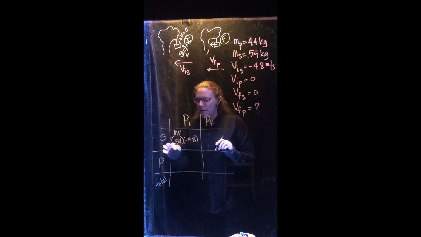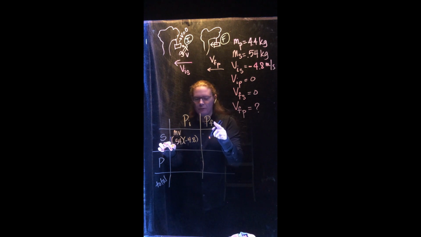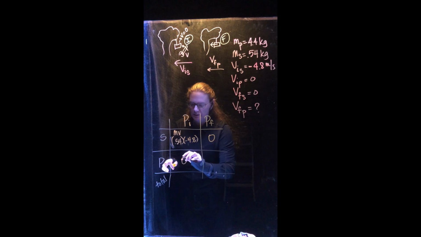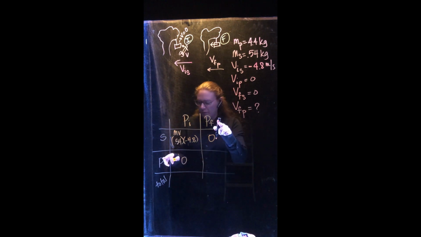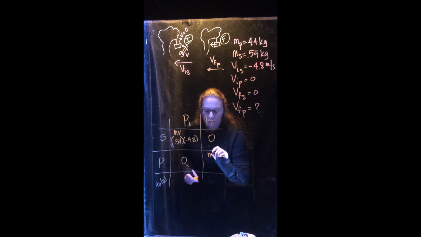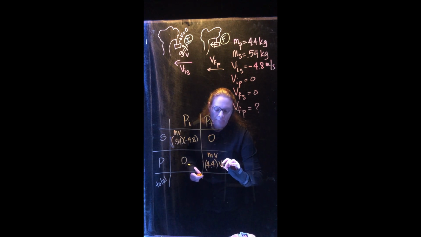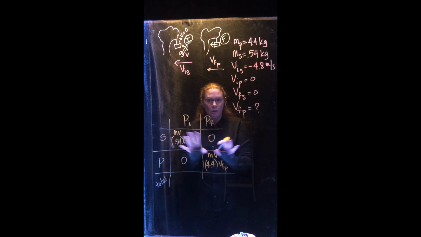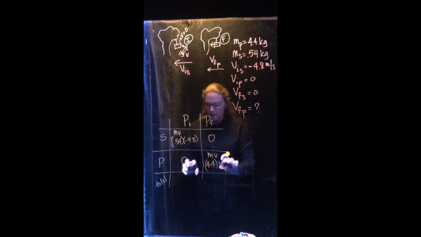Okay, the final momentum of the stick is 0. The initial momentum of the piñata was 0. The final momentum of the piñata, well, we don't know. So what I'm going to do here is I'm just going to say, well, it's m times v. We do know the mass, that's the 4.4. So this is 4.4 times v final of the piñata.